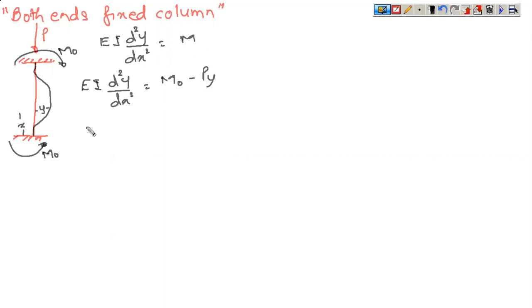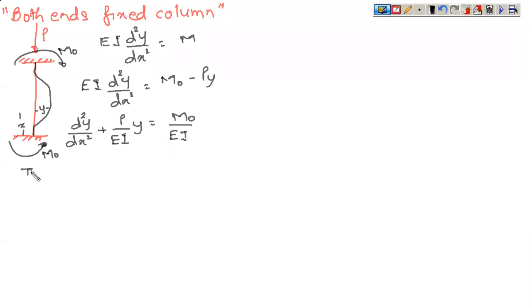Okay, so if you formulate the differential equation, it becomes d2y by dx2 plus P by EI into y is equal to M naught by EI. So this is your differential equation. Again, you need to find out the particular integral and complementary function and determine the solutions.